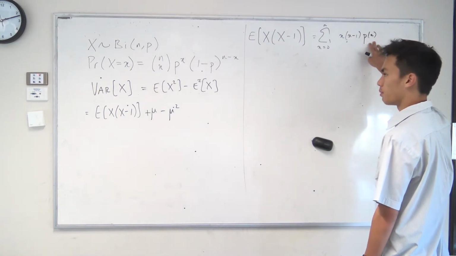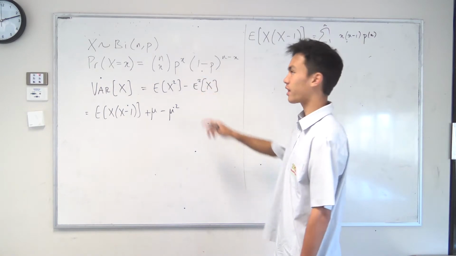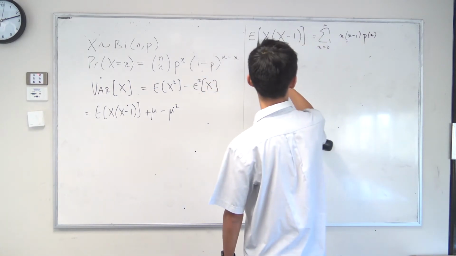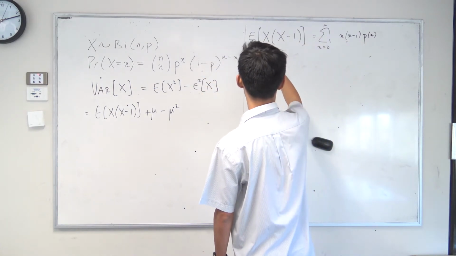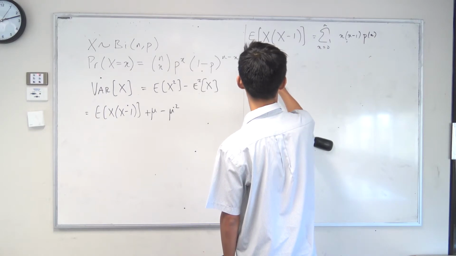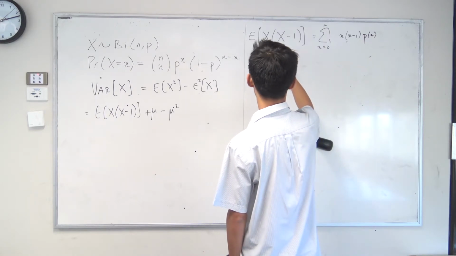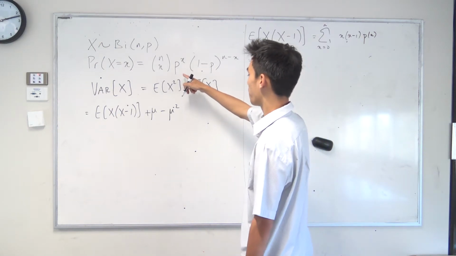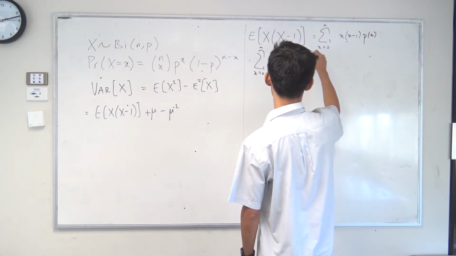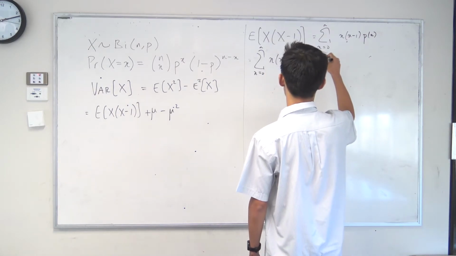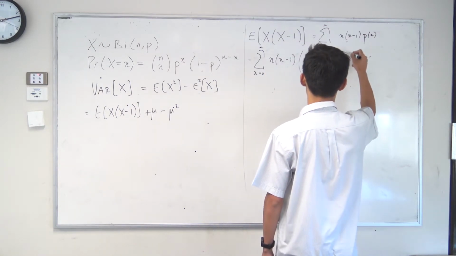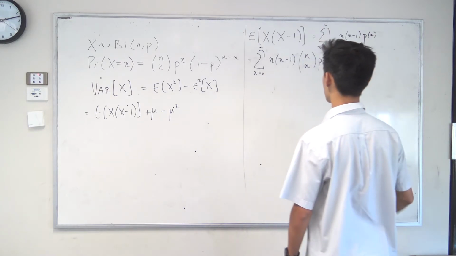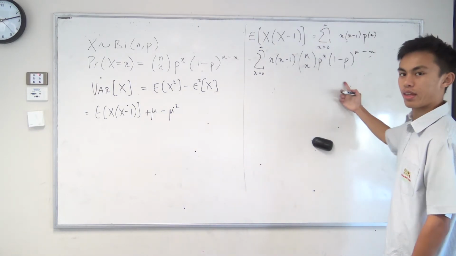And remember, the probability of x is equal to this very thing right here. So if we substitute all of that in, we're going to have now the sum running from x equals 0 to n of x times x minus 1 times the probability of that particular value of x. That's just going to be n choose x times p to the x times 1 minus p to the n minus x, like so. Now I have to play around with this thing a little bit.